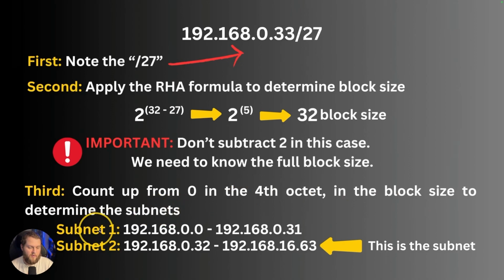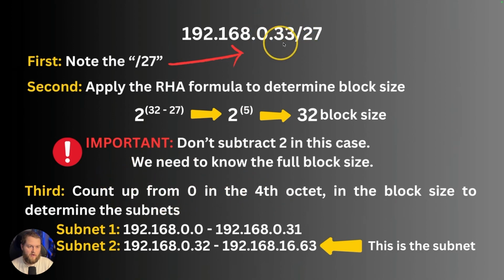So we say subnet 1 is 192.168.0.0 to 192.168.0.31, right? And then the next one would be 192.168.0.32 to 192.168.0.63. Why? Because we have 32-bit block sizes, so we're counting up from 0 in the 4th octet, right?